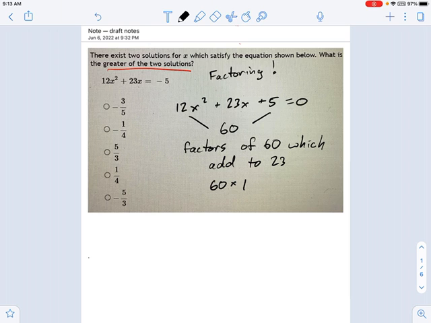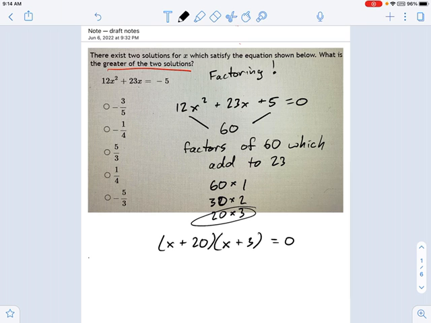So I go through my list of 60 factors. I got 60 times 1, 30 times 2, 20 times 3. There we go, bingo. 20 times 3. If I add 20 and 3 together, I get 23. So I'm going to use this and say super. That means x plus 20 times x plus 3 is my factored form.